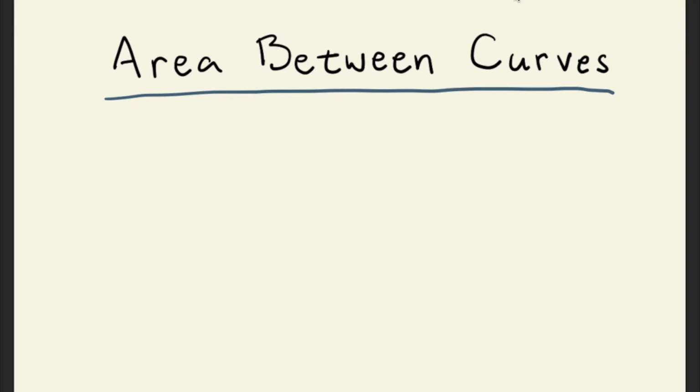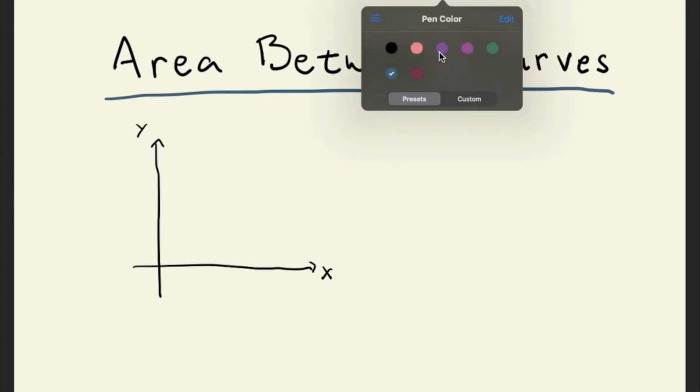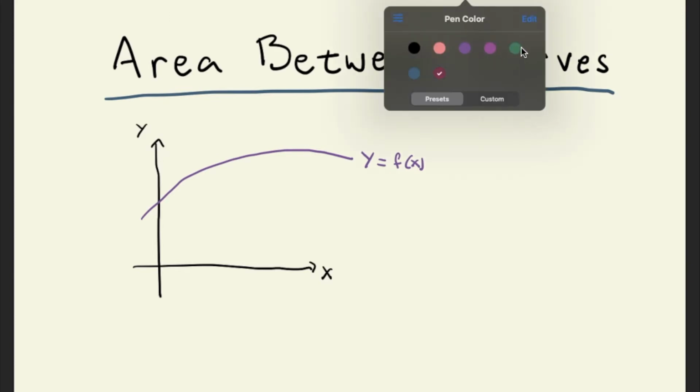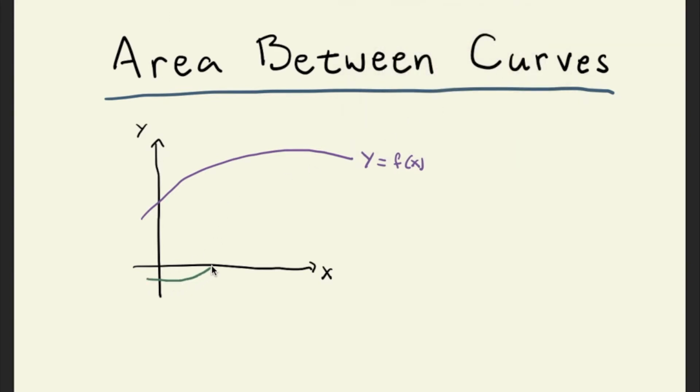Okay, so to start with, we're going to consider a picture like this, right? So we draw the x and y axis, and we have two different functions. Let's use different colors for them. So we have a function f of x. This is the graph y equals f of x. We have a different function g of x, y equals g of x.